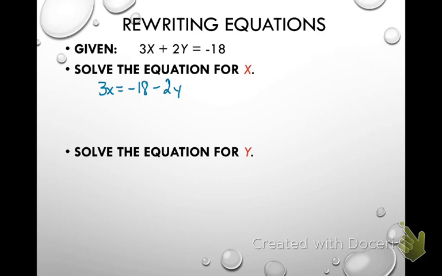Now, how do I get rid of the 3? Divide by 3, right? That means I'm going to divide every single part by 3. So x is equal to negative 18 divided by 3 is just going to be negative 6 minus 2/3 y.